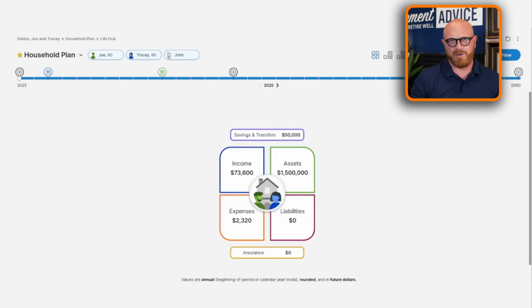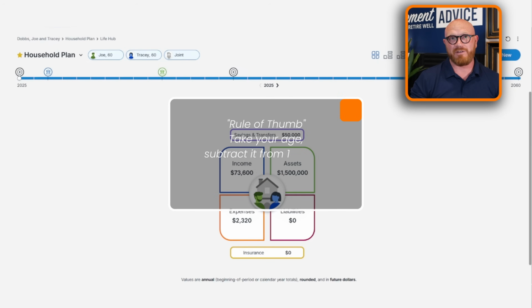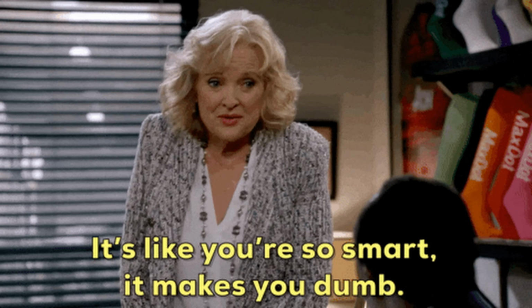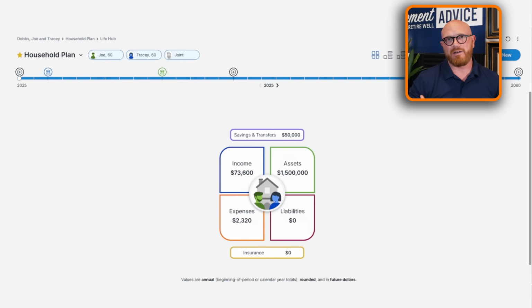There are lots of rules of thumb out there. Probably the most common rule of thumb I've seen is to take your age and subtract that from 100, and that's how much you should have in stocks versus bonds. So if you're 60 years old, take 100 minus 60, which means you should have 40% of your money invested in stocks and 60% in bonds. And I think, frankly, that's just a stupid idea. It is an overly simplistic way of creating an investment portfolio.